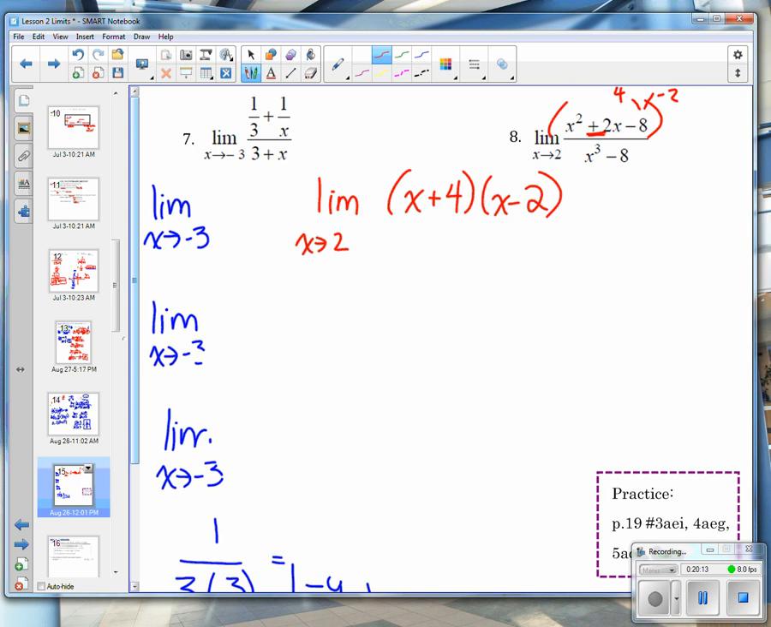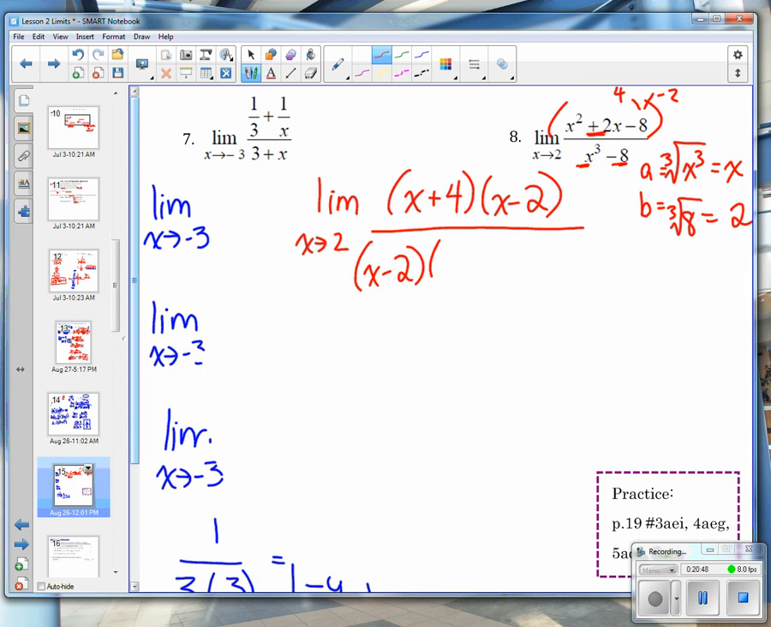Now the next one, difference of cubes. Remember the first thing we need to do is find our a value and our b value. And remember that that is the cube root of the first term and the cube root of the second term. So obviously a is going to be equal to x and b is going to be equal to 2. And remember that formula, it is on your formula sheet. It's basically a minus b times a squared plus ab plus b squared. So if I do that, I'm going to have x minus 2 times x squared plus 2x plus 4.